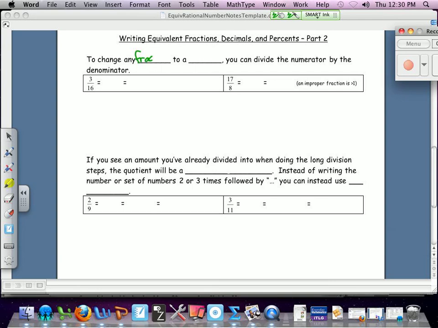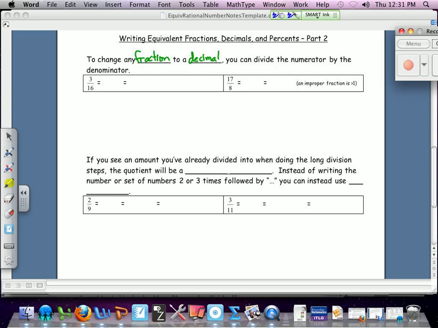To change any fraction to a decimal, you can divide the numerator by the denominator. So we've already seen this idea of dividing the numerator by denominator when we turn improper fractions into mixed numbers. When we get more into algebra, we're going to see this horizontal bar, meaning division some more. And actually, we saw it a little bit when we did order of operations earlier in the year as well. So it's division.